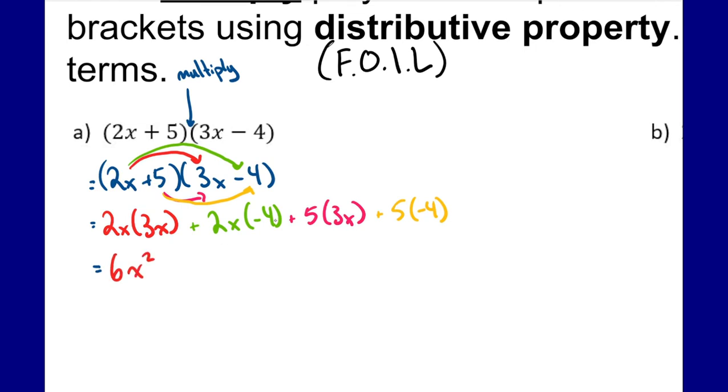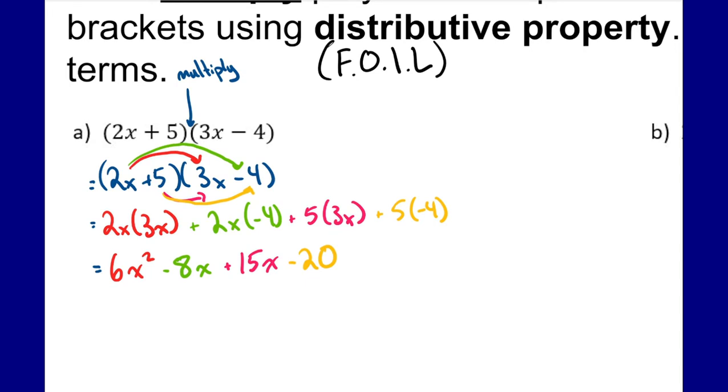For the next one, 2 times negative 4 gives you negative 8. And x doesn't multiply anything else, so it just gets carried along. 5 times 3x, same idea. 5 times 3 is 15, and you just carry the x down. And then lastly, 5 times negative 4 is negative 20.